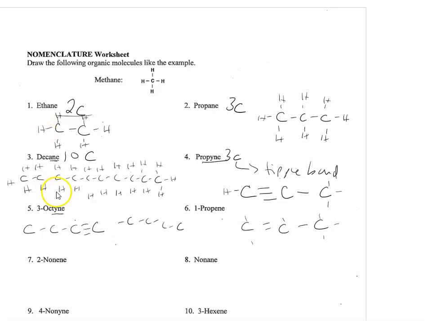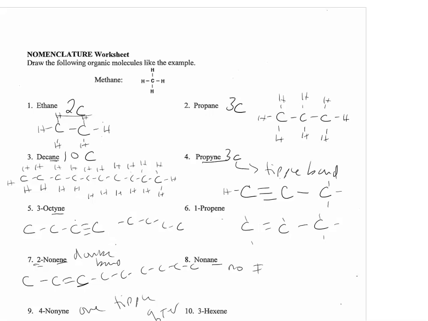When we have 2-nonene, the -ene here means there's going to be a double bond on that second carbon. So it's going to be carbon, carbon, double bond, carbon, carbon, carbon, carbon, carbon, carbon, carbon. The same with this one. This one is no double bonds. Nonyne is going to be 1 triple bond after carbon 4.